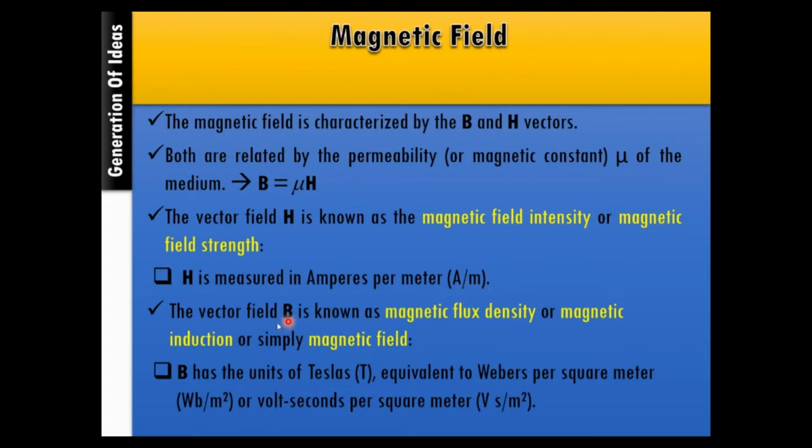While for the B, it is known as the magnetic flux density. Or you can call it magnetic induction or magnetic field. The B has the unit of Tesla, T, normally we use T, equivalent to Webers per square meter. So normally we will use T to represent the B, the magnetic flux density.